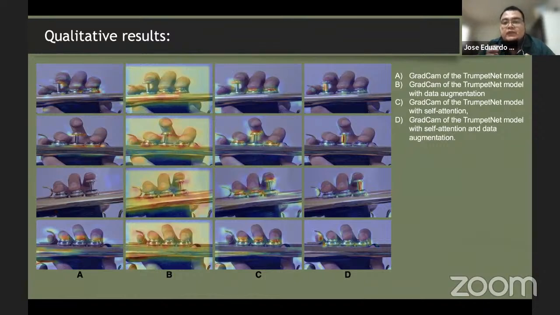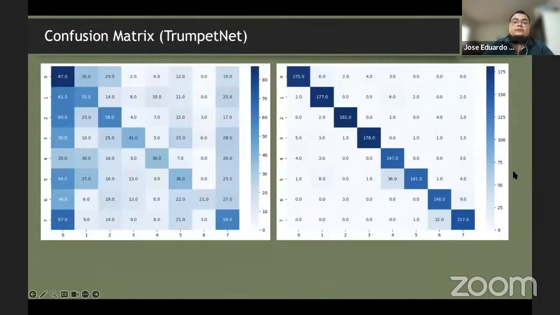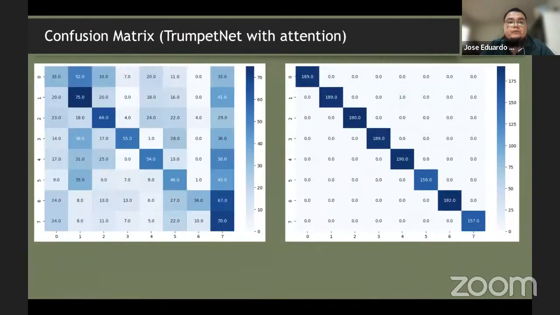And finally, on the last column, you can see the GradCAM on the TrumpetNet model with self-attention mechanism and data augmentation. You can observe in yellow that it's focusing now on the bulbs and not on the fingers. Also, you have the confusion matrix. On the left, you have without data augmentation, and on the right, with data augmentation. Also, with attention, you can see on the left that it's not classifying as well as we expected, but on the right, we almost classify all the images.